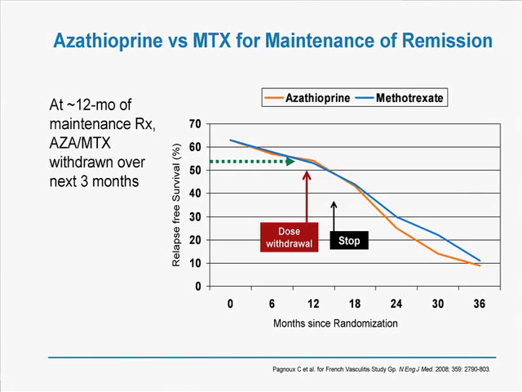So after 12 months, the doses of azathioprine or methotrexate were tapered and then withdrawn. And so relapses are occurring in large numbers without maintenance therapy. So think about that. You as the patient, would you want to risk coming off maintenance therapy if you were tolerating it well, knowing that once you come off, your risk of relapse increases?